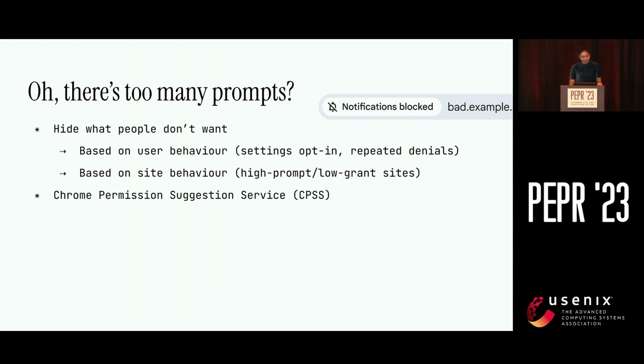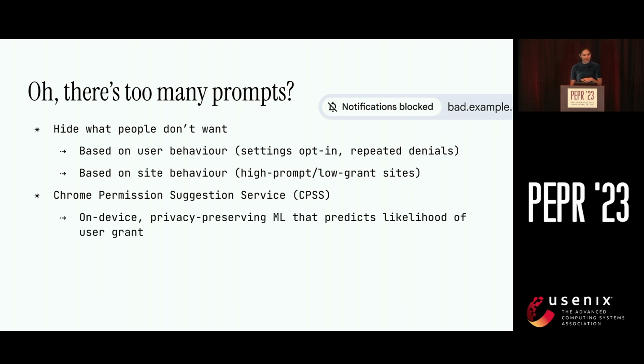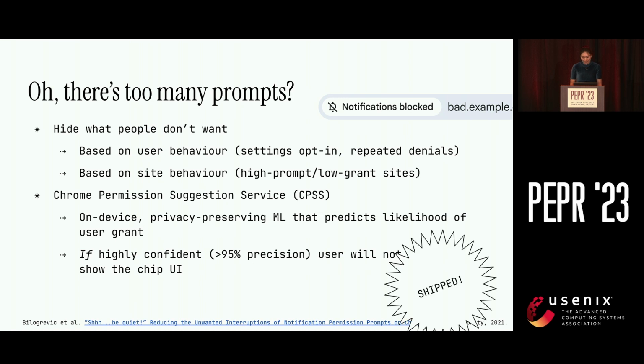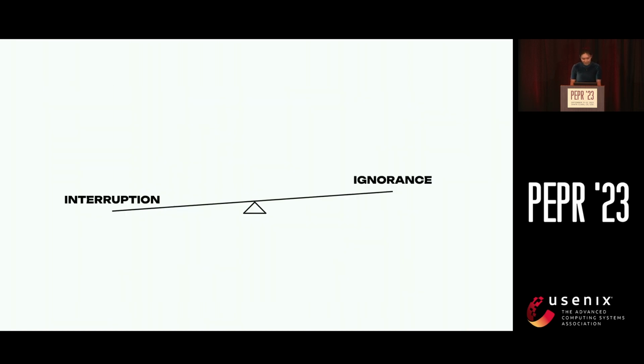We can even go further. We built this thing called the Chrome Permission Suggestion Service, which is an on-device model that predicts the likelihood of someone granting something. And if we're super, super confident that they don't want to allow it, then we show this UI. This performed really well. Allow rates remained stable while ignore rates went up, which is great. And this is now launched, so that's great.